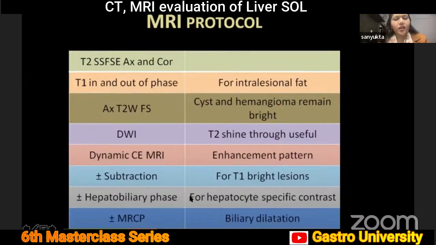If we have taken that, we have given the patient a specific contrast, then we acquire this phase. MRCP images, obviously, when we have a biliary dilatation and we have to tell the extension of the lesion.